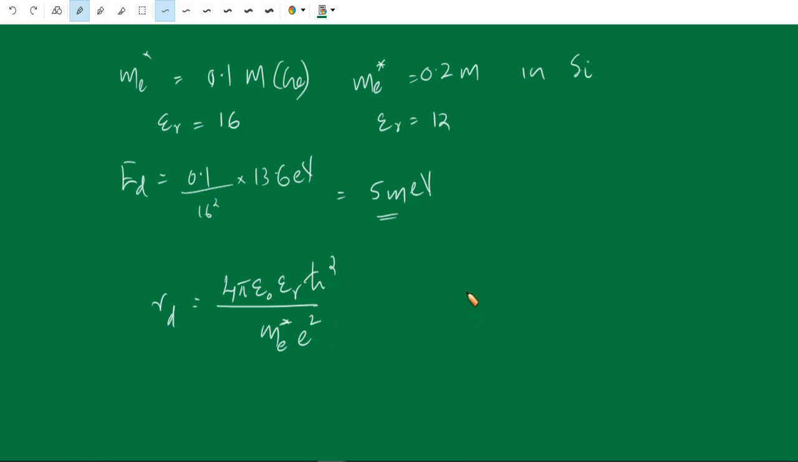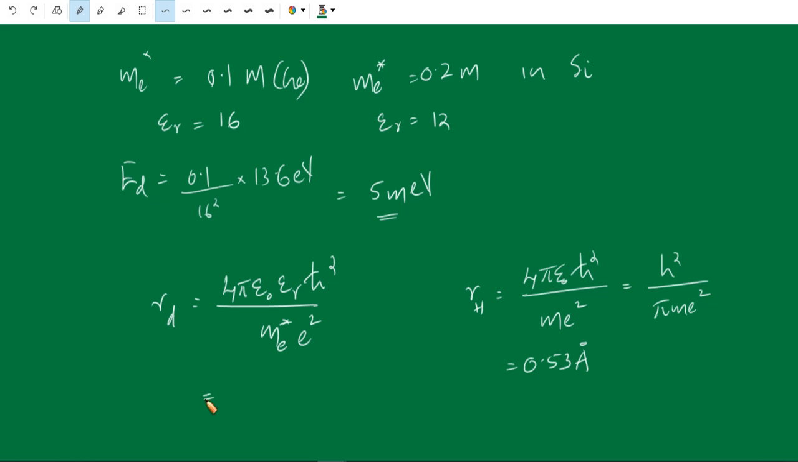Whereas the radius of the hydrogen atom is given by 4 pi epsilon 0 h cross squared divided by m e squared, which is equal to h squared divided by pi m e squared. This was the radius of the hydrogen atom in the ground state. It is about 0.53 angstrom unit.